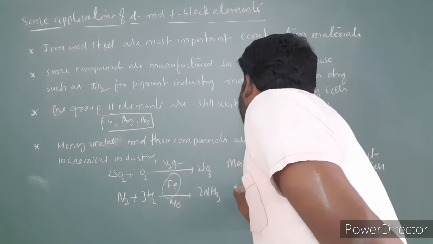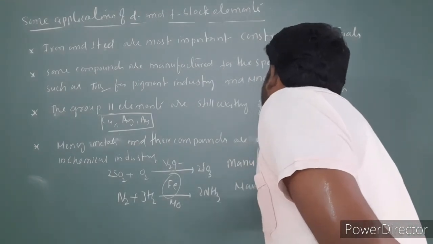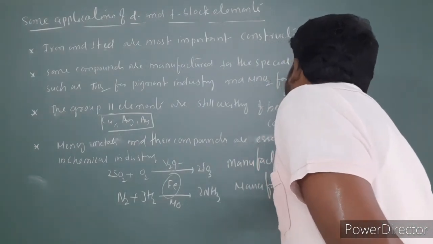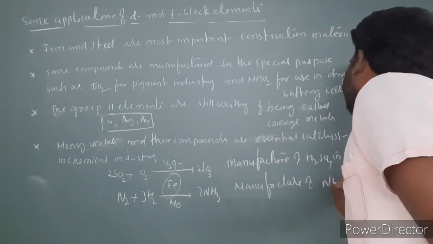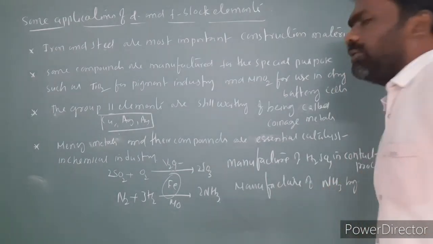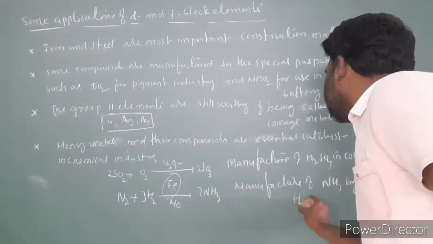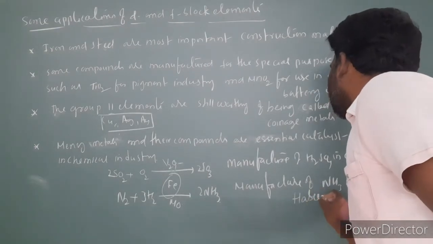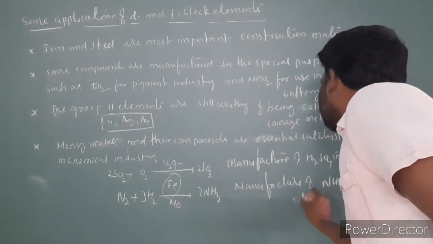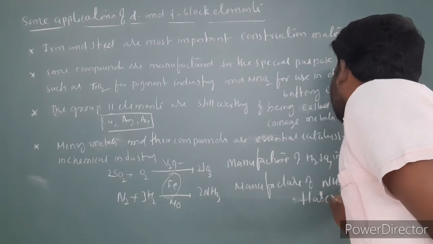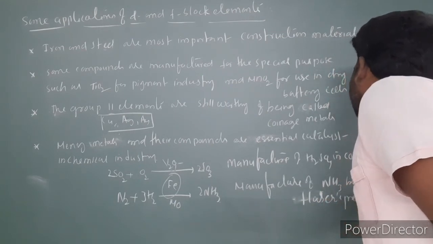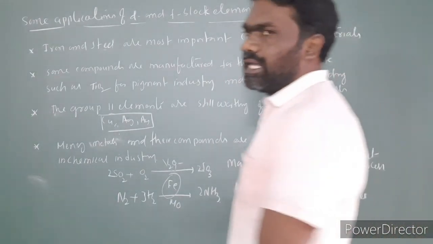This is the manufacture of ammonia by Haber's process.